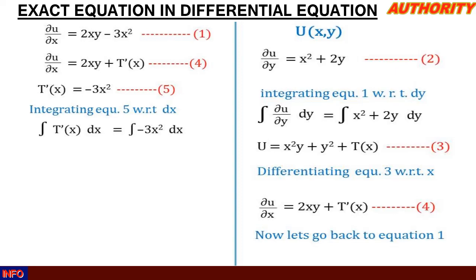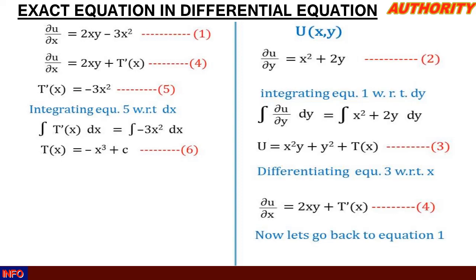When we integrate t prime of x dx, it will just take away the derivative, so we simply have t of x. And when we integrate minus 3x squared with respect to x, we're going to have minus x cubed plus c. So here we have t of x is equal to minus x cubed plus c. Let's call this equation 6.